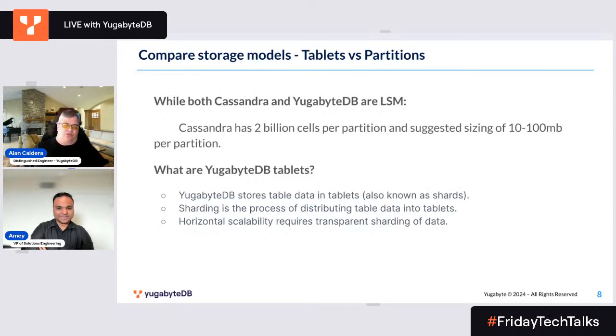Yep. So I wanted to talk a little bit about how we store things. Let's talk about tablets versus partitions. While we are both log structured merge, Cassandra actually has a limit of 2 billion cells per partition, and they generally suggest that you size the partitions to be anywhere from 10 to 100 megabytes, or maybe a little bit more. Whereas tablets in Yugabyte really have no limits on sizes.